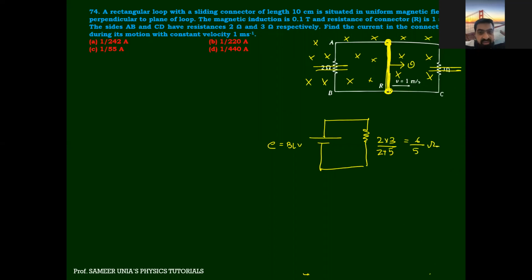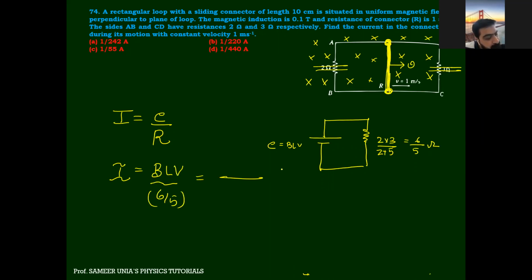Are you understanding my point? What is the formula for current? E by R. That will be BLV by R, 6 by 5. You can do this, okay? I hope you are understanding. Simple, right?